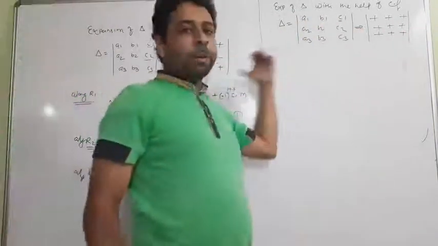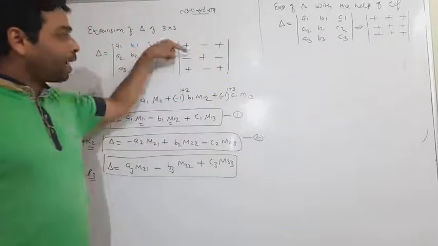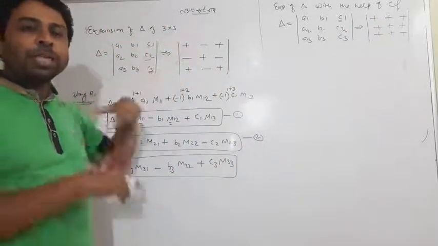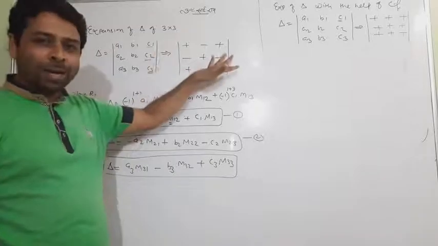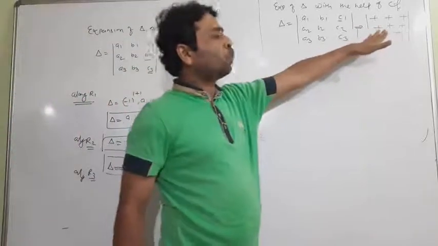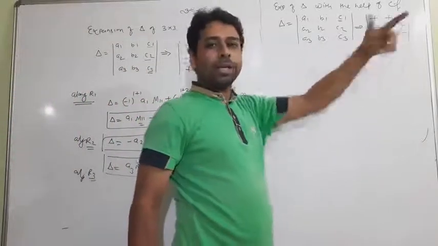Now, keep remembering these two things. Whenever you are finding the value of a determinant with the help of minor, you follow this one. And whenever you go through the cofactor, you go this one. And I think it's so easy.